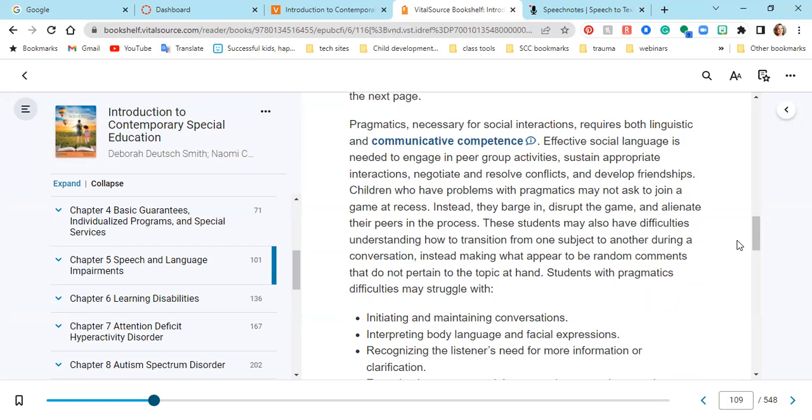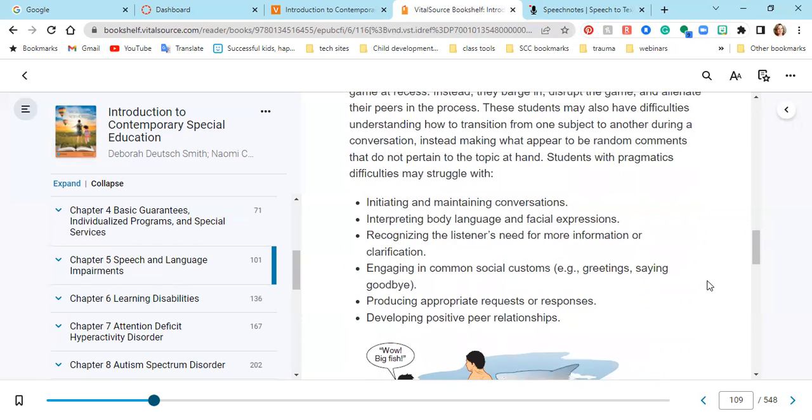Communicative competence is knowing how to talk in a classroom versus how to talk in the playground or on the weekend or with family or friends and things like that. So, things like initiating and maintaining conversations. Kids with autism will just go off on tangents because it popped into their head. Interpreting body language and facial expressions.